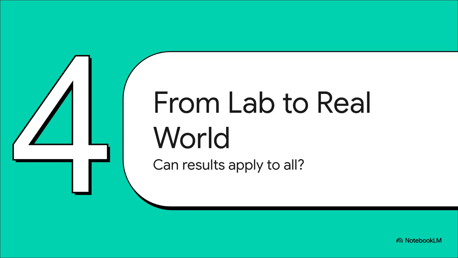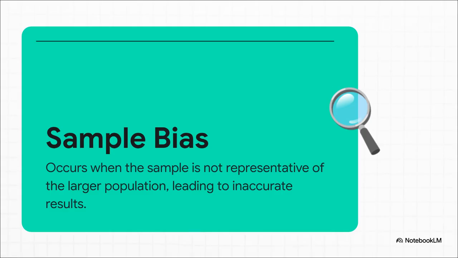All right, we've run our perfect double-blind experiment. The results are in, and they look amazing. We've done it. Or have we? Before we can start telling everyone about our amazing findings, there's one last massive hurdle we have to clear. Here's the deal. Our results are only as good as the people who were in our study. That group of people is called our sample.